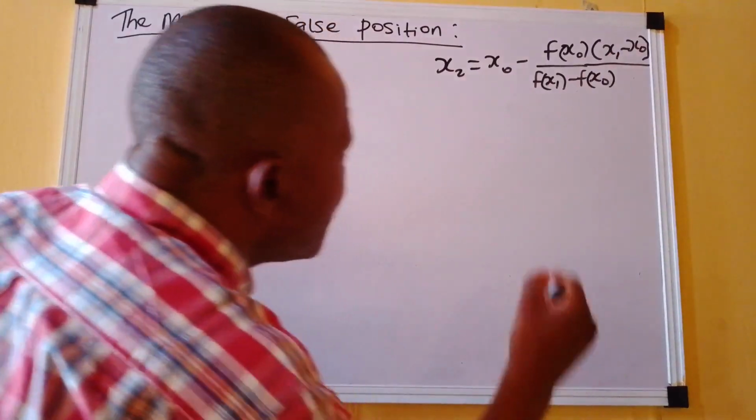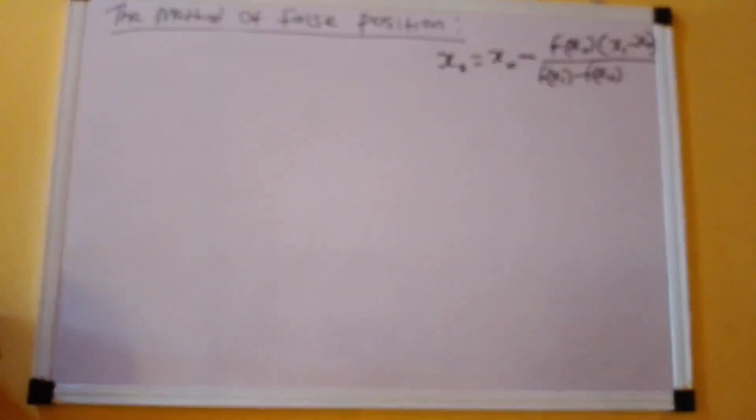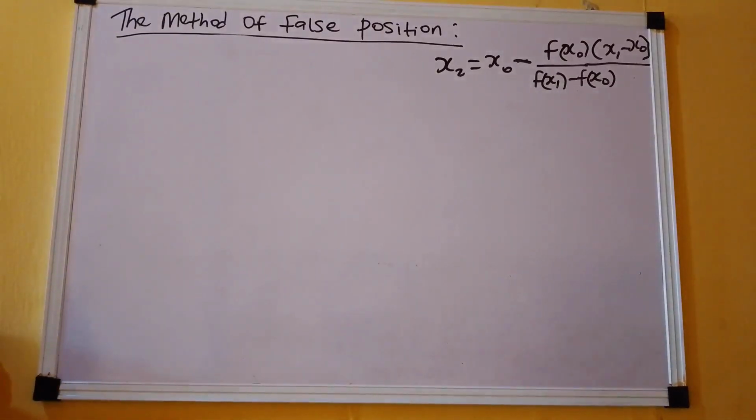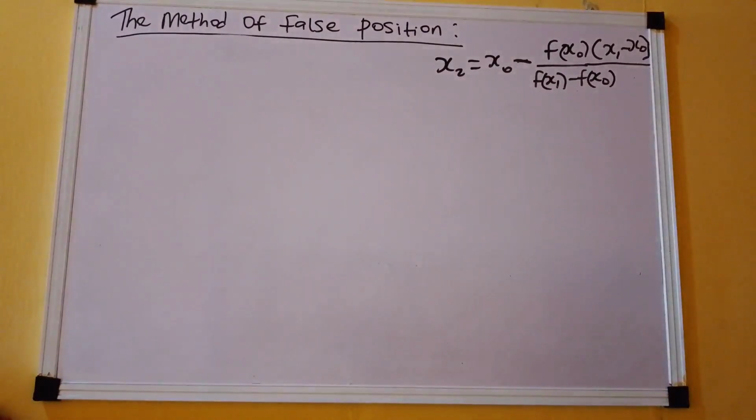So this is the formula for the method of false position. It is as simple as that. This is the formula that we are going to be using. So you can see how the formula was easily and cheaply derived.